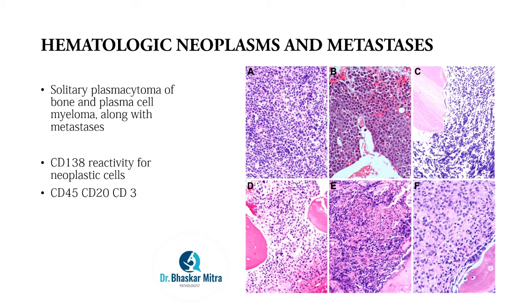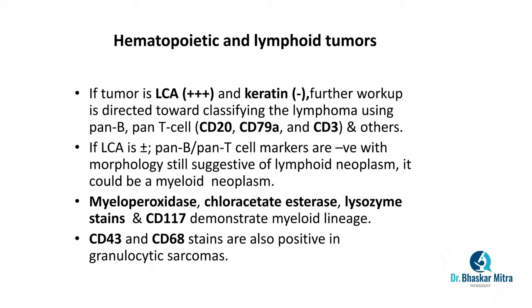The next group is the hematological neoplasms: lymphomas, plasmacytomas, and granulocytic sarcomas. Here immunohistochemistry plays an important role. CD138 staining is strongly positive among the plasmacytomas. CD45 and CD3 differentiate the lymphoma group from the plasmacytomas.